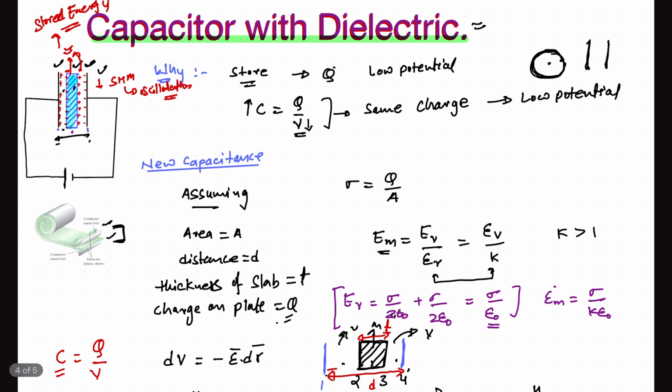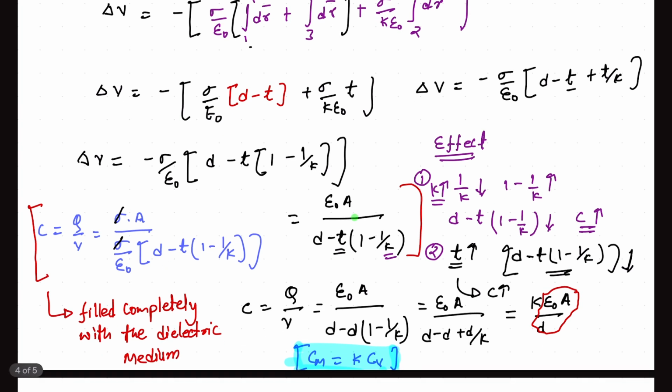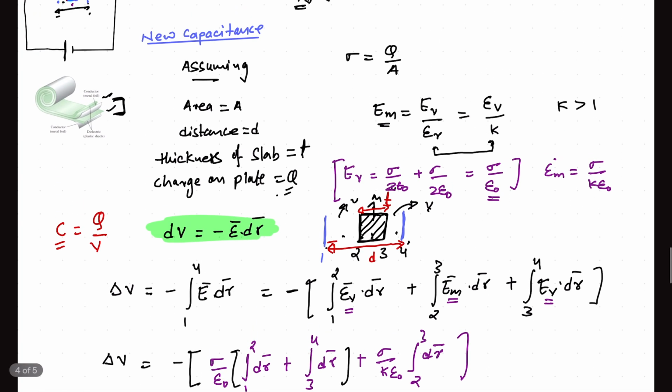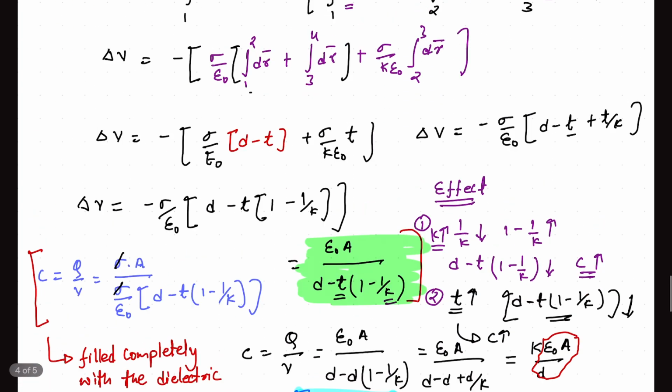In this video, what we have discussed is very important. We have derived the new formula for the capacitance, which is epsilon naught A divided by (d minus t(1 minus 1/K)). This is an important formula, and we used dV equals minus E vector dot dr vector for the derivation. We have also derived the electric field inside the medium, which is E0 divided by K. This is an important relation. Okay, so that's all for this video.